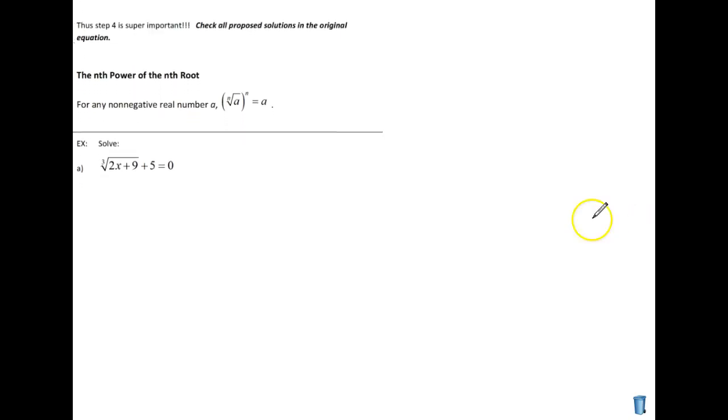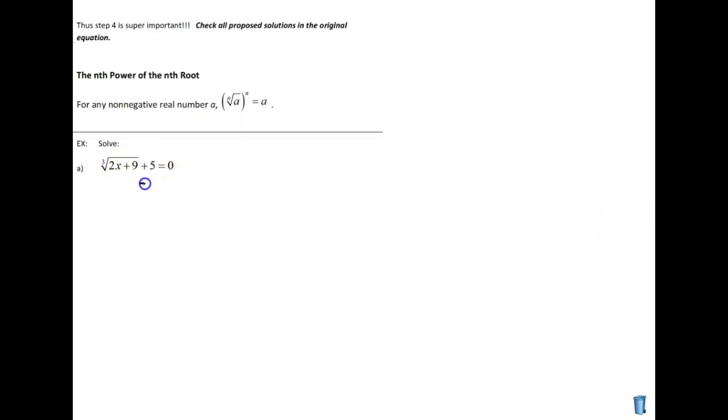Okay? So remember, those extraneous solutions are solutions that arise, but they don't actually work in your original equation. So that's why number 4 is super important. Okay? And so we said, just like I was saying back earlier, that the nth root of a, if you raise it to the nth power, you get back a. So let's solve this one.